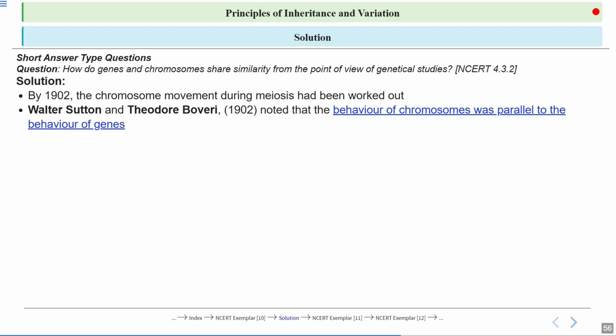If the chromosomes are segregating, in a similar way genes will also segregate. Chromosomes are present in pairs, genes are also present in pairs. Chromosomes segregate during cell division, genes also segregate during cell division. Why is this happening? Because genes are present on the chromosomes. So Sutton and Boveri gave the chromosomal theory of inheritance, and they used chromosomal movement to explain Mendel's law of inheritance. So how did they explain Mendel's law? By chromosome movement.